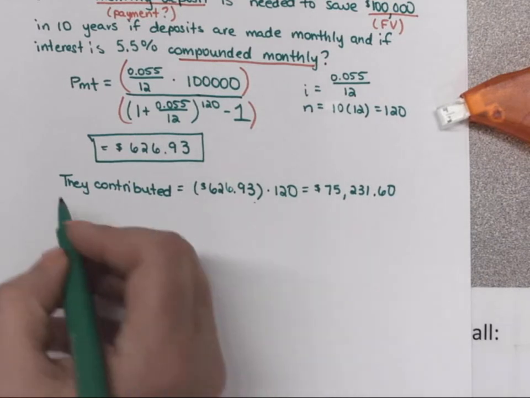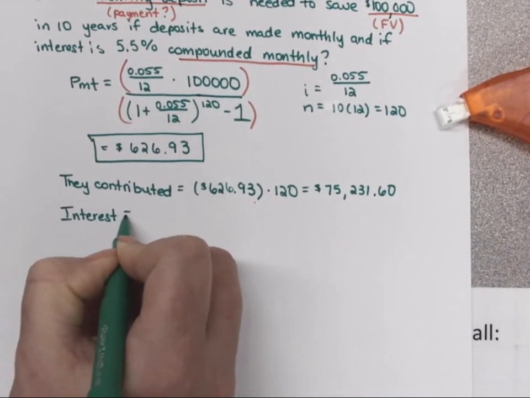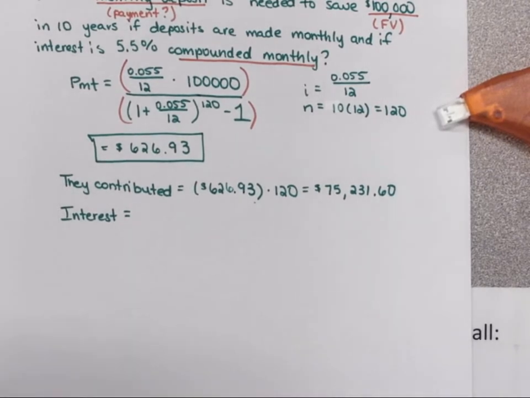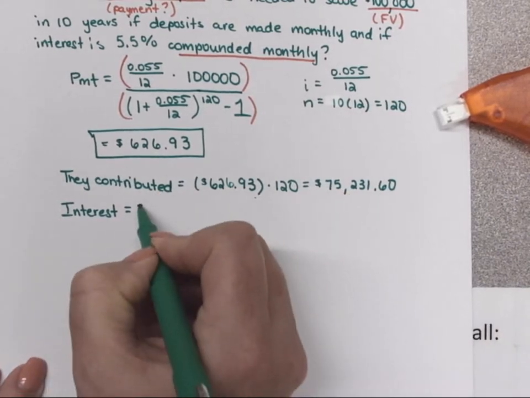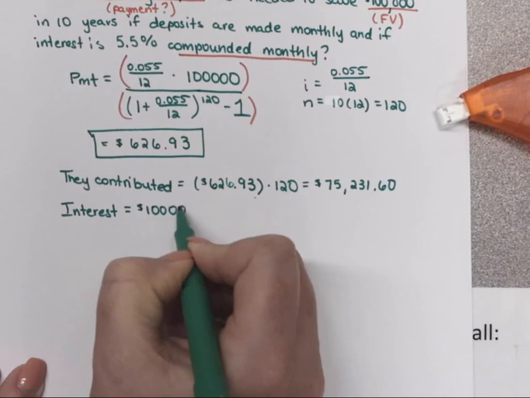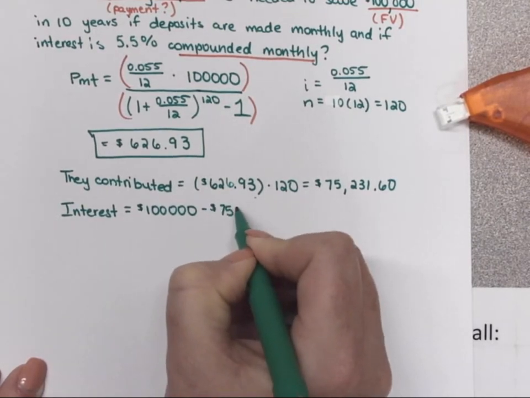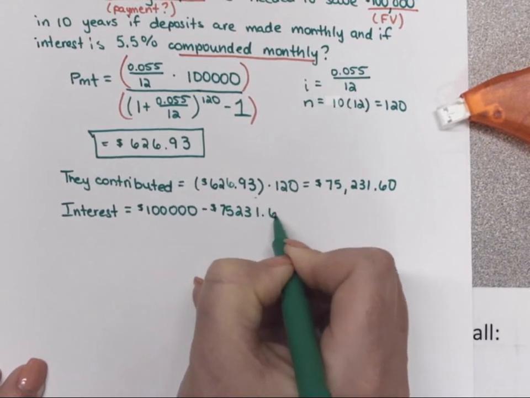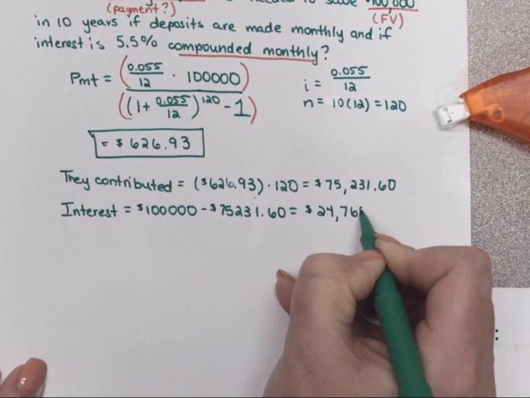So then how would I figure out what the interest is then? You just subtract, right? So how much did they actually get in the account? They only contributed this much, which means the difference between it was their what? Was their interest, right? So they have $100,000 in the account at the end, okay, but they only had to deposit $75,231.60 because along the way, what did they get to earn? Interest.